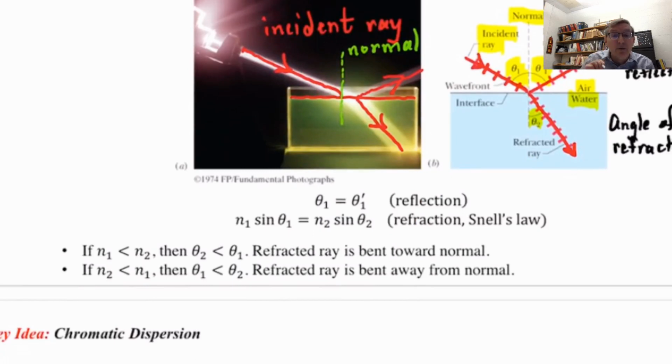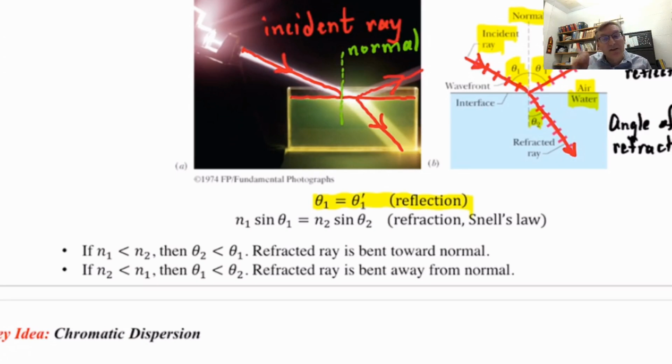Experiments and the 4 Maxwell equations show, this one's an easy one, the angle of incidence theta 1 is equal to the angle of reflection theta 1 prime. Now this is assuming the interface is nice and smooth and flat. Theta 1 equals theta 1 prime. Angle of incidence equals angle of reflection.